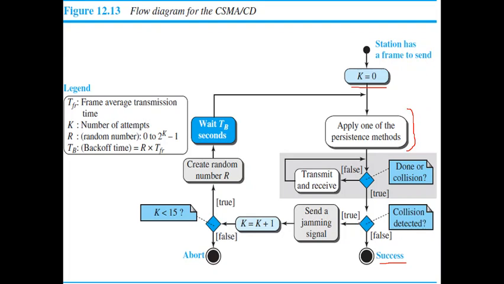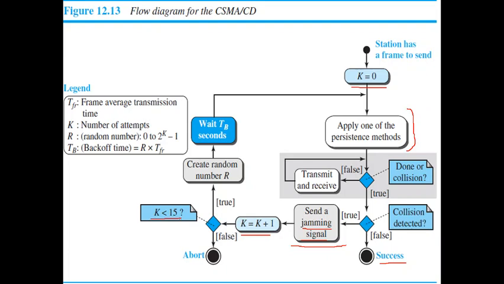Now, if there is a collision, a special signal will be transmitted by the device which finds the collision in the medium. That signal is called the jamming signal. This jamming signal informs other devices about the collision so that they will stop sending the frame or stop sensing the medium. So that is the use of the jamming signal. This jamming signal will be sent by the device which identifies the collision. After sending the jamming signal, the k value will be incremented by 1 and it checks for the threshold value of k.